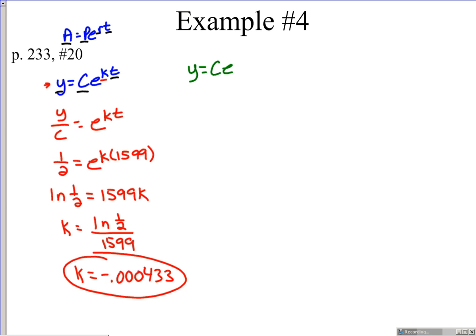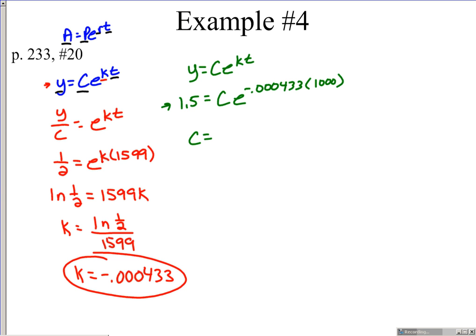Go back to your original formula, y equals c times e to the kt. We're looking for the initial amount. We know the amount after 1,000 years was 1.5 grams. So we have 1.5 is the amount at a certain time. We do not know the initial amount. That's what we're looking for. We know our K value is negative 0.000433. And we know that this 1.5 grams is after 1,000 years. Solve this equation for C.